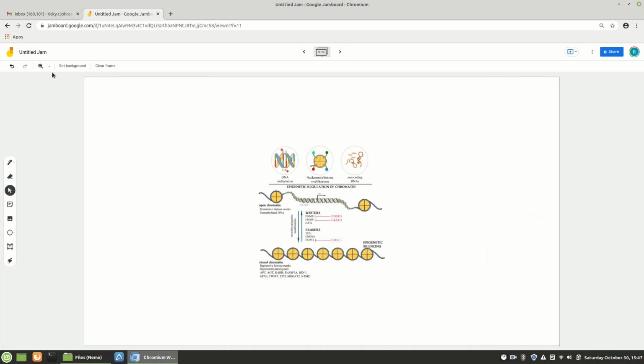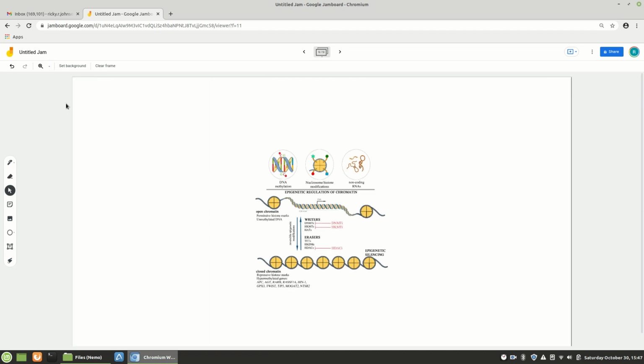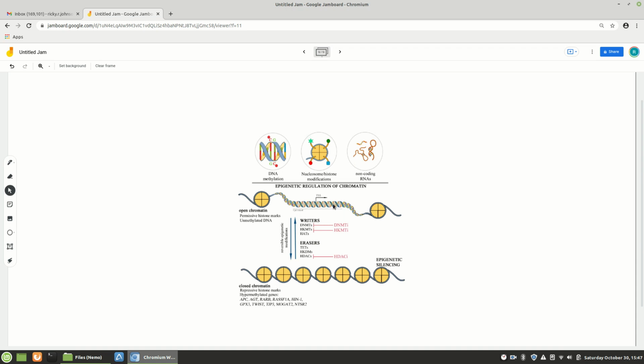And here's kind of a review of all the things that we looked at. The idea here is there are writers and erasers, so there are proteins out there that will alter these marks on the histones, and there are proteins out there that can alter the methylation of the DNA as well.